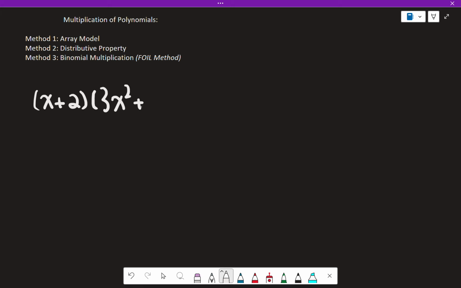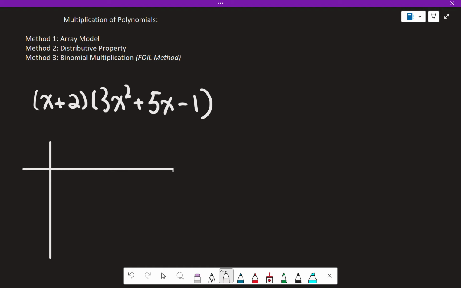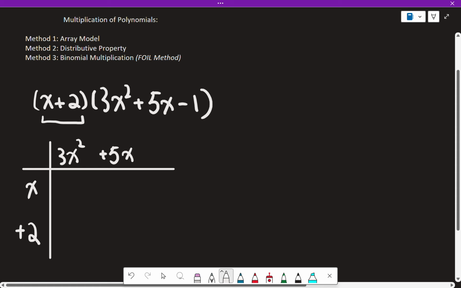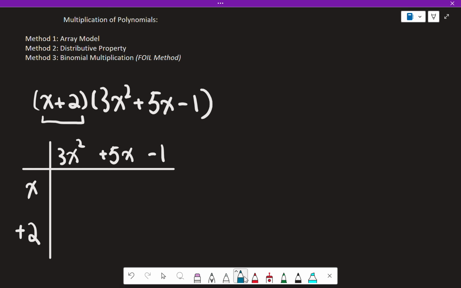So let's say we have two polynomials like this. X plus 2 times 3x squared plus 5x plus 1. So what we would like to do is to sort of make a table or an array. So we have x and positive 2 right here, which is basically the two terms in this binomial. And we want to have the three terms of the second trinomial right here. So 3x squared, positive 5x, and negative 1. So now we want to multiply them just as a multiplication table.